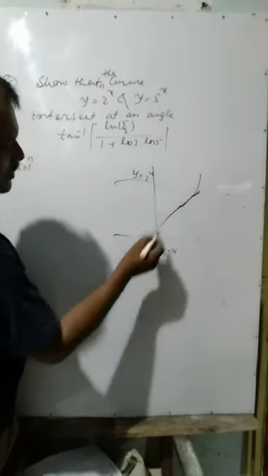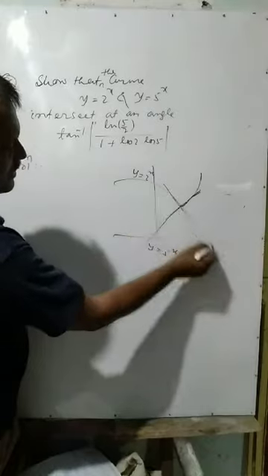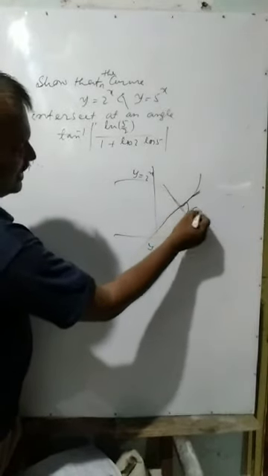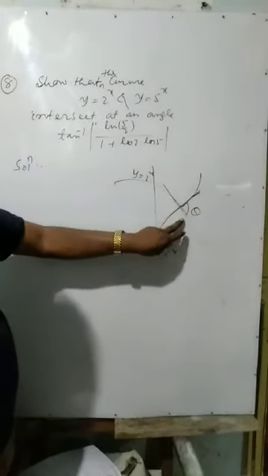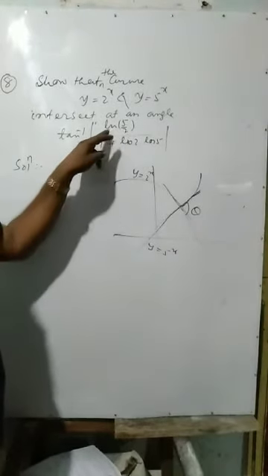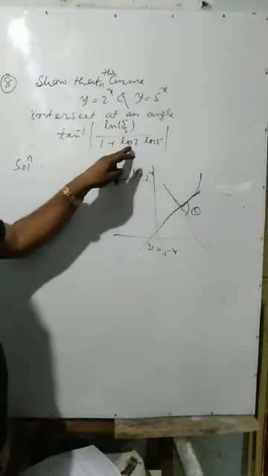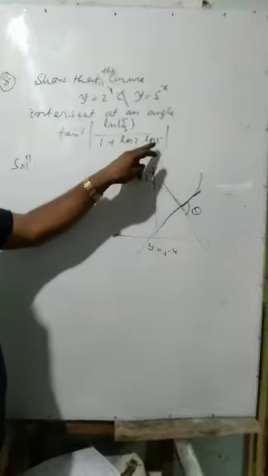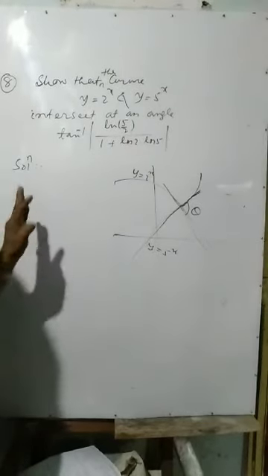At the intersecting point, draw a tangent. This is the angle theta. This angle theta equals tan inverse of (ln 5 minus ln 2) by (1 plus ln 2 into ln 5). This one we have to prove.